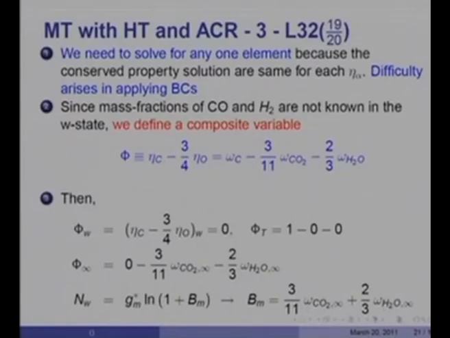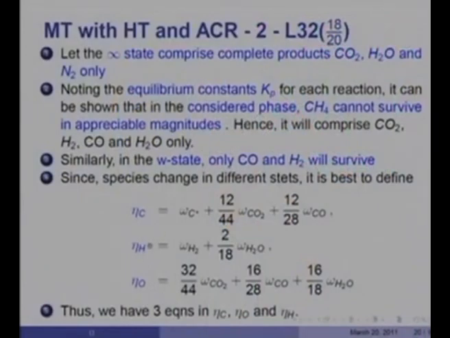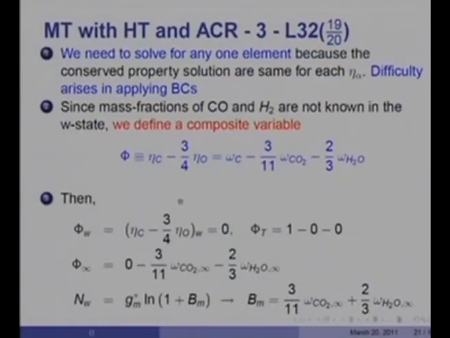So, in this case, because I know the relationship connecting element mass fractions with the species mass fractions, I am able to create a composite phi as eta C minus 3 by 4 eta O simply by observation. This manipulation is simply by observation, such that I do not want any species on the right hand side whose concentration I would not know in the infinity, W and T states. And this is what I have been able to achieve, so that the calculation of mass transfer becomes easy.